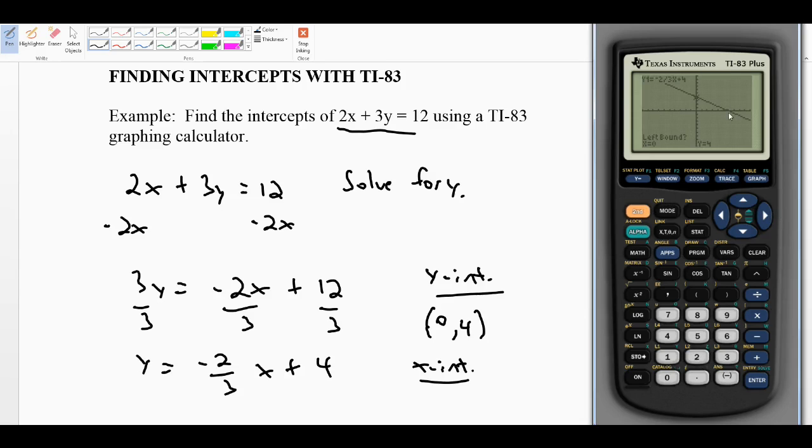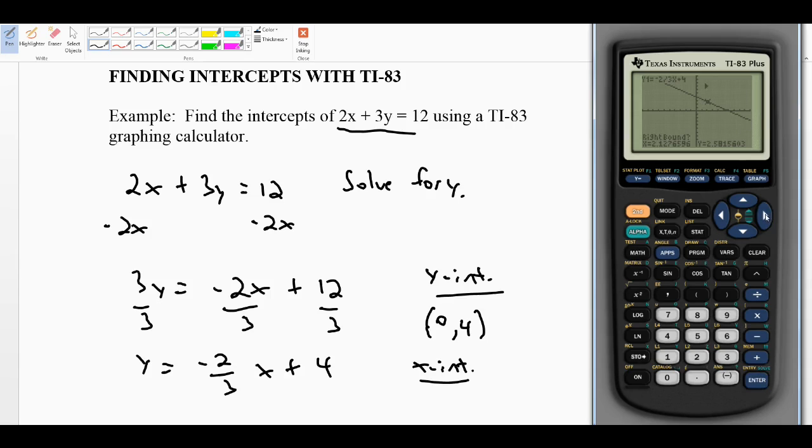Now left bound just means we want this cursor to be to the left of where it's crossing the x-axis in this case. So I could have kept it where it's at, but I just want you to be able to see this to the left. And I can use the left and right arrow keys to move it along the line. Then I hit enter.